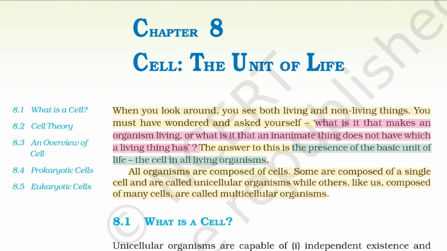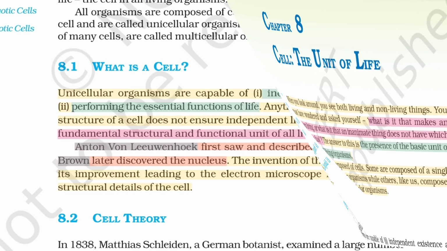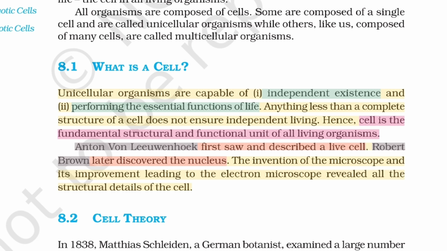All organisms are composed of cells. Some are composed of a single cell and are called unicellular organisms, while others, like us, composed of many cells, are called multicellular organisms. 8.1. What is a cell? Unicellular organisms are capable of 1. Independent existence and 2. Performing the essential functions of life. Anything less than a complete structure of a cell does not ensure independent living. Hence, cell is the fundamental structural and functional unit of all living organisms.